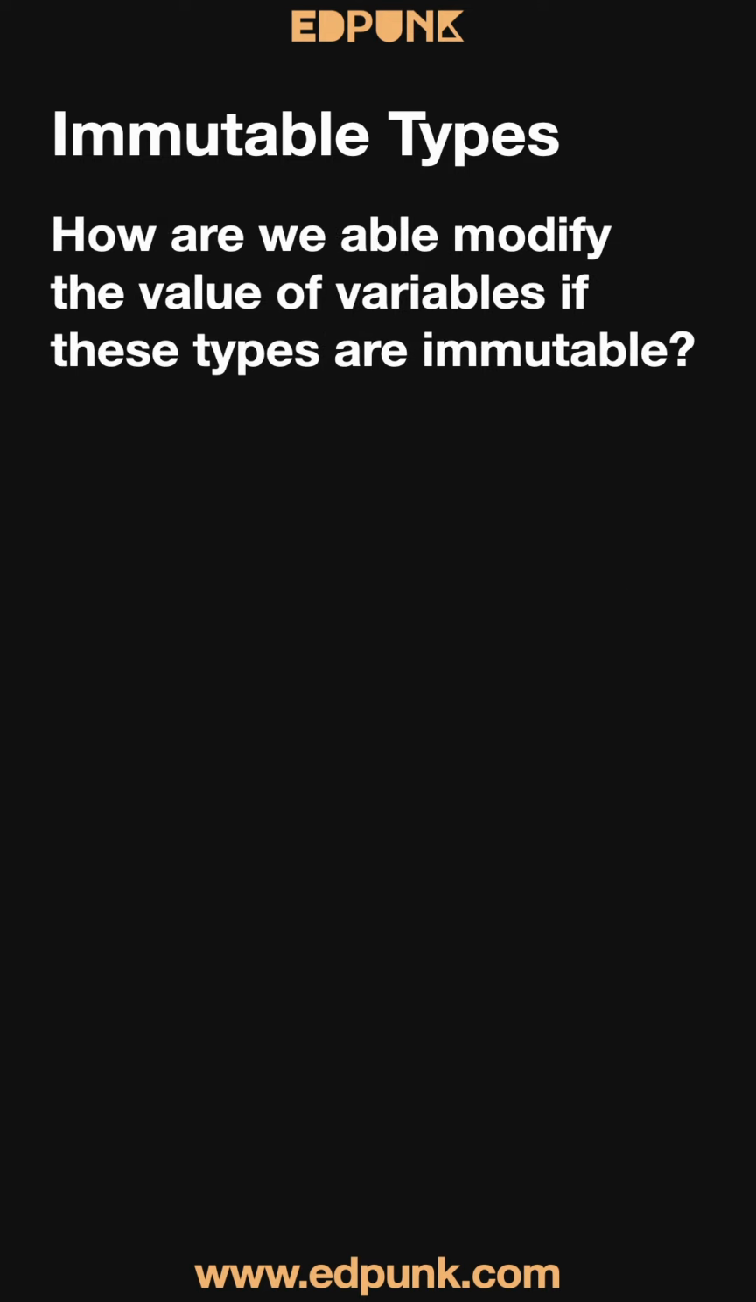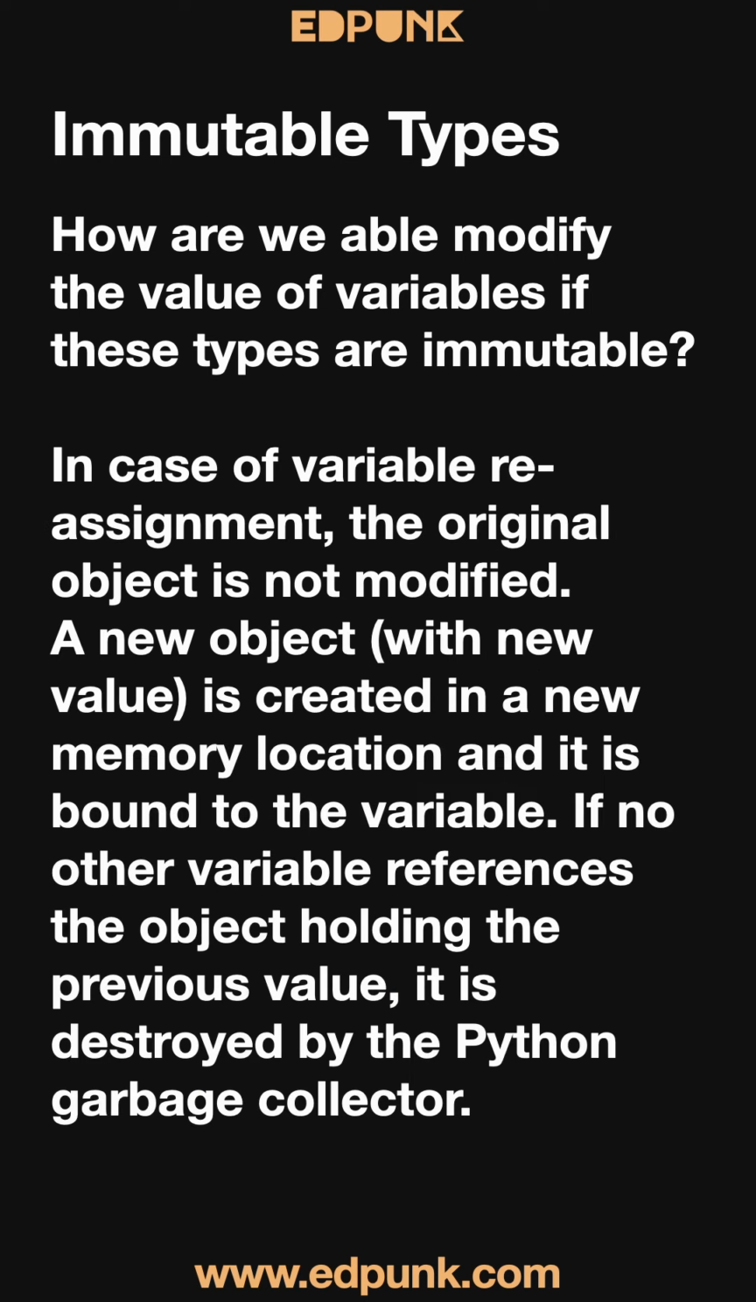Now, you might be wondering, if some of the above types are immutable, then how are we able to modify the value of variables? In case of variable reassignment, the original object is not modified, but a new object containing the new value is created in a new memory location and it is bound to the variable. The object containing the old value is destroyed if no other variable references it.